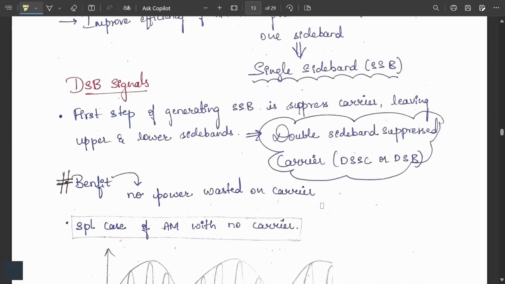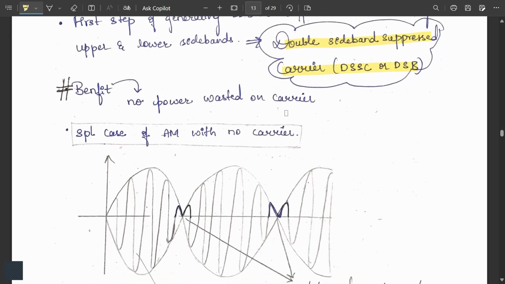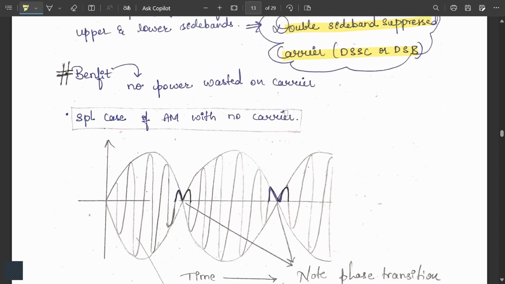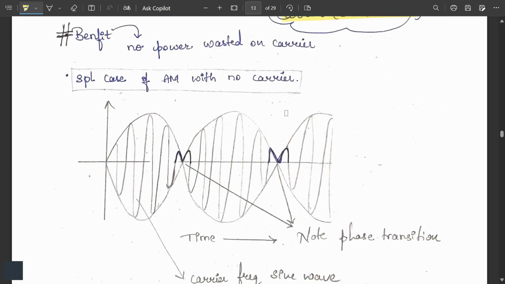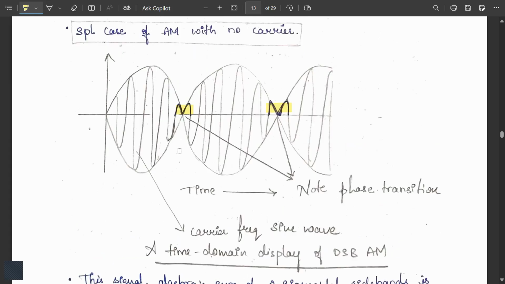The first step of generating the SSB is suppressing the carrier, leaving the upper and lower sideband. So that is why we call it double sideband suppressed carrier, DSBSC or DSB. Benefit here, no power is wasted on the carrier. The special case of AM where we have no carrier, this is our DSB. The time domain display of the DSB is given like this. You can observe here there is a phase transition between those two, or else it would have gone directly. So this is a carrier frequency, this is the time.